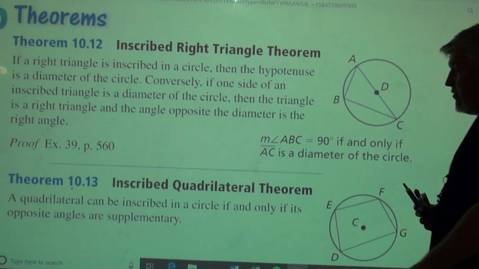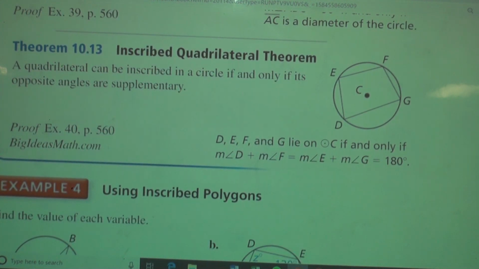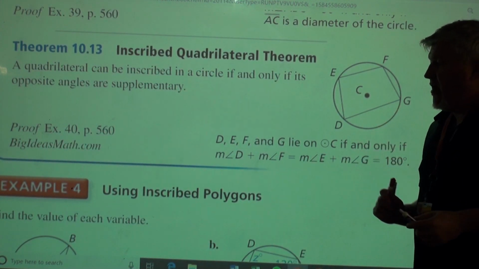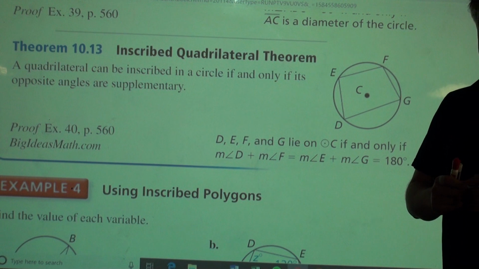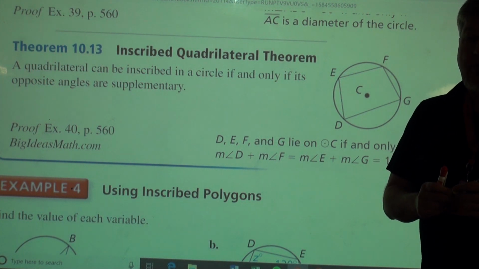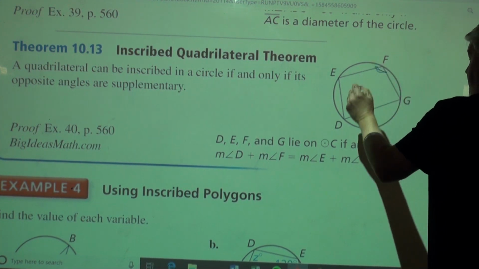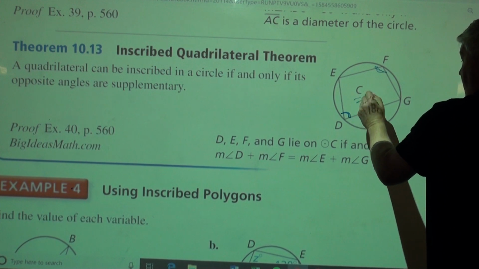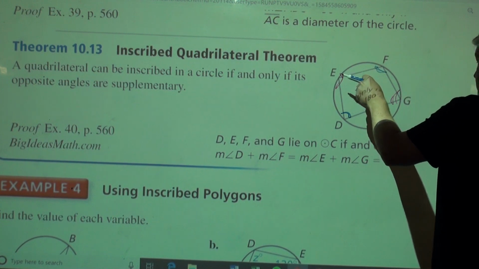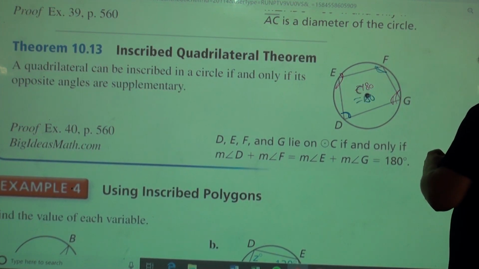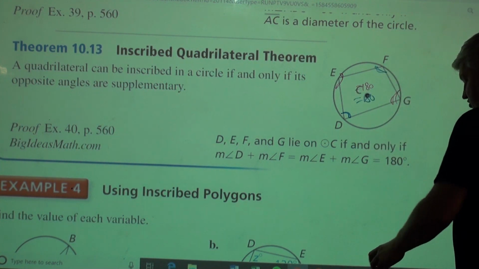An inscribed quadrilateral theorem, 10.13. A quadrilateral can be inscribed in a circle if and only if its opposite angles are supplementary. Please be reminded, what does the word supplementary mean? It means they add up to 180 degrees. So, angle F plus angle D equals 180. Angle E plus angle G equals 180. Okay, the opposite angles are supplementary if a quadrilateral is inscribed inside of a circle. Any quadrilateral.